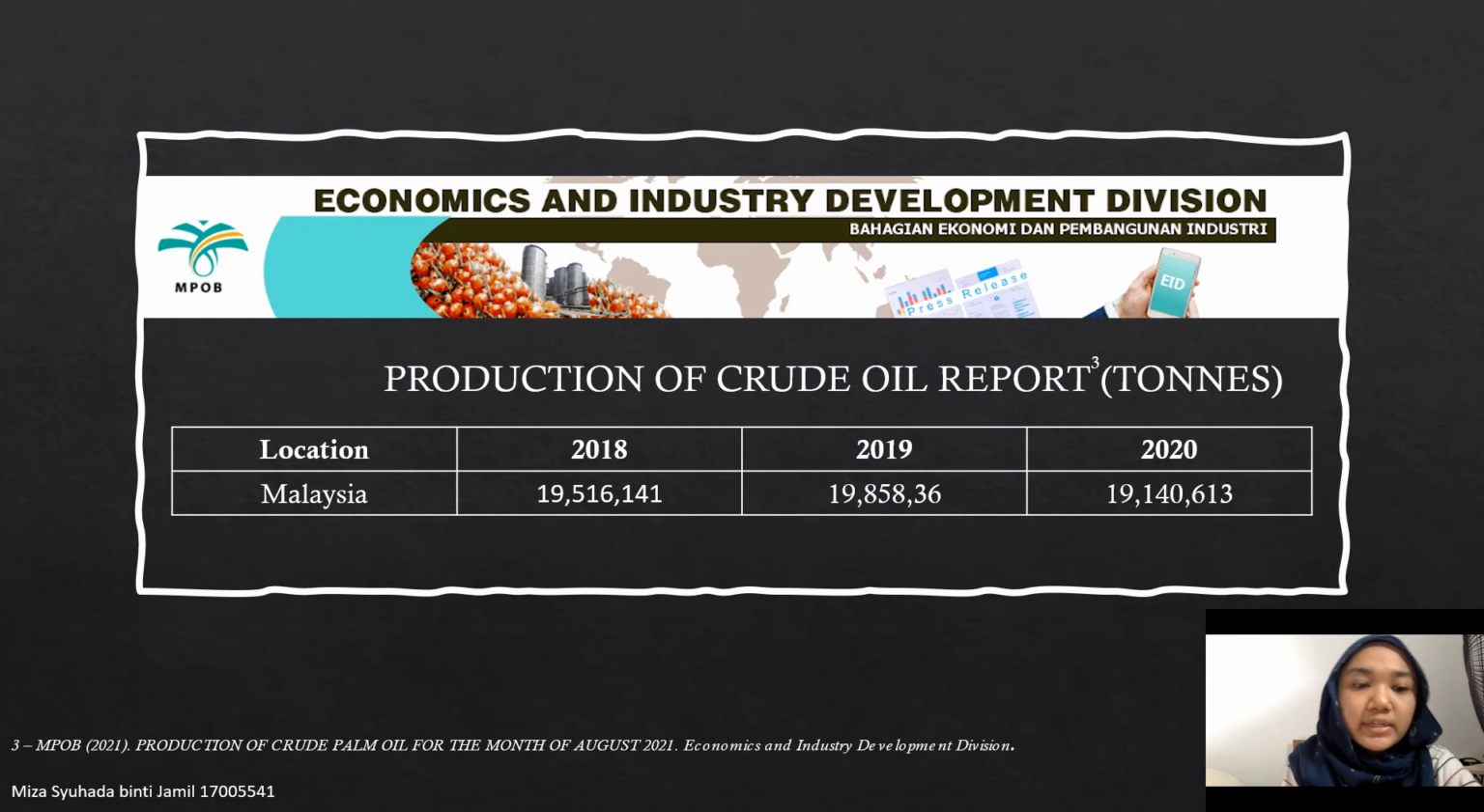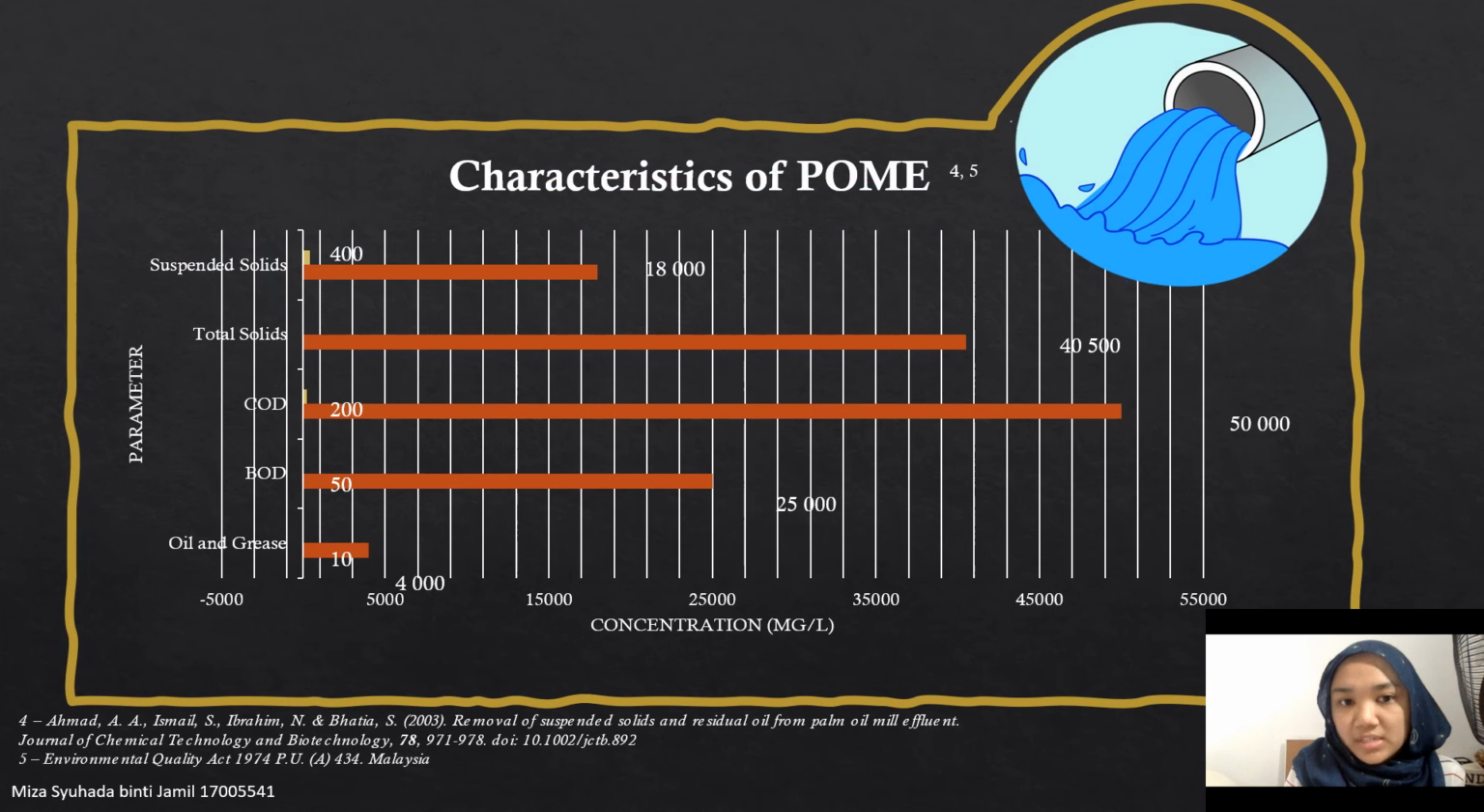Let's go back over the years. 2018, 2019, 2020, almost all of the years are pretty much stagnant at up to 20 million tons. Why this is concerning is because of the characteristics of POME itself. Based on this chart, we can see the parameters of POME against the concentration. The suspended solids, total solids, COD, BOD are all at a high value as compared to the discharge limit set out by the Environmental Quality Act. As you can see here, 400 for suspended solids, and so on.